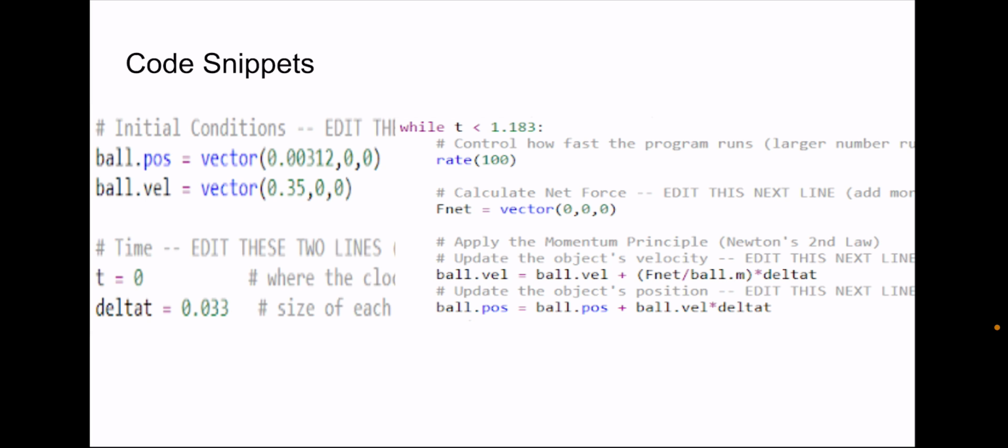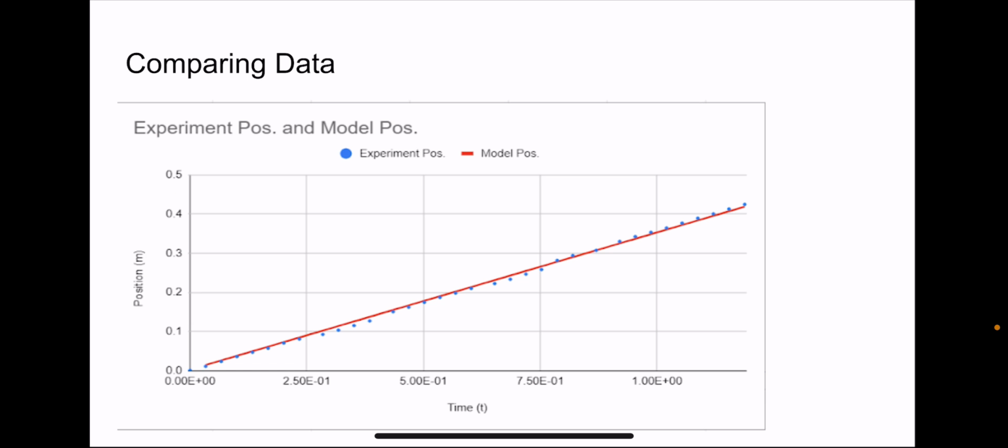So basically, after each change of time, which is 0.033 seconds, it's going to calculate the velocity and the position at that respective time. It's going to keep going over and over again until we reach 1.183 seconds, then it's going to stop. After running the code, we finally have all our data that we can compare. The red line represents the model and the blue dots represent the recordings from the video. As you can see, the results from the two are nearly identical, which shows that Newton's second law works for predicting the object's future position and time.